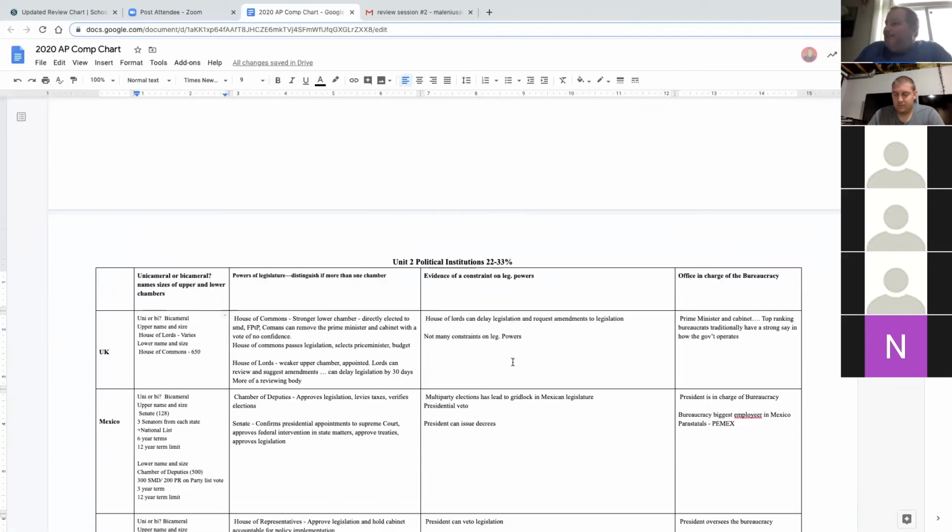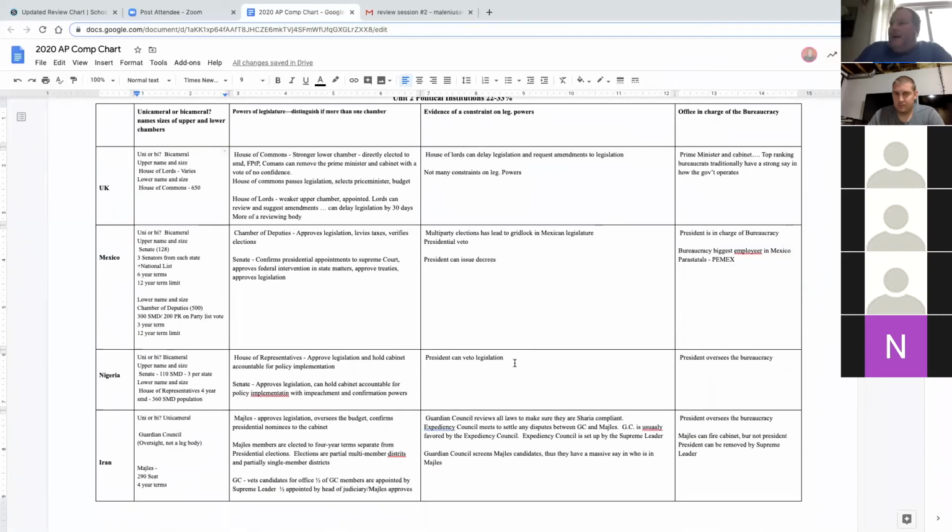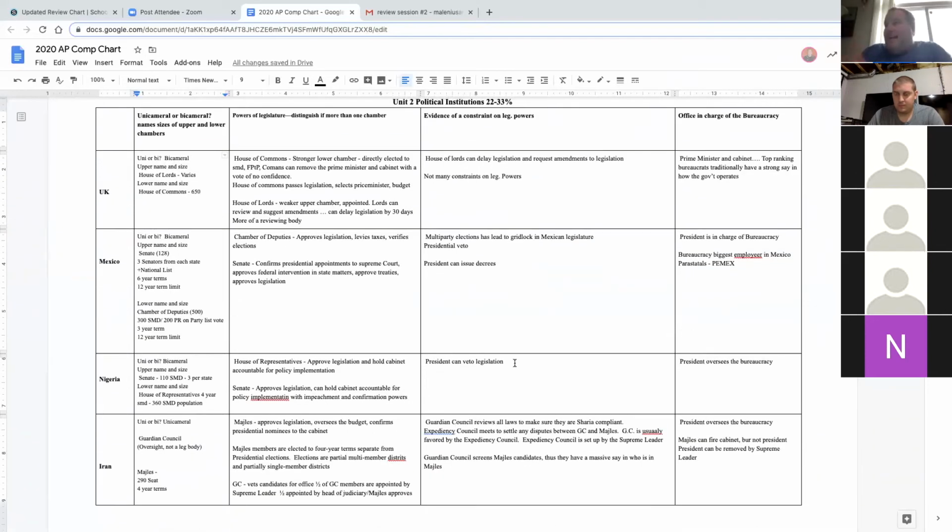The next column is evidence of constraint on the legislative powers. In the UK, not a lot of constraints, okay? They have parliamentary sovereignty. The House of Lords can delay legislation. They can request amendments, but the Commons can just kind of ignore it. The Queen could refuse to sign a law, but figuring that hasn't happened in 300 years, I don't think that's going to happen in the near future.